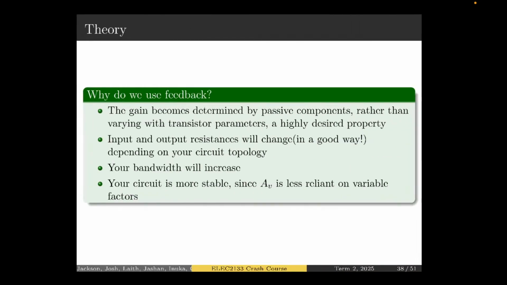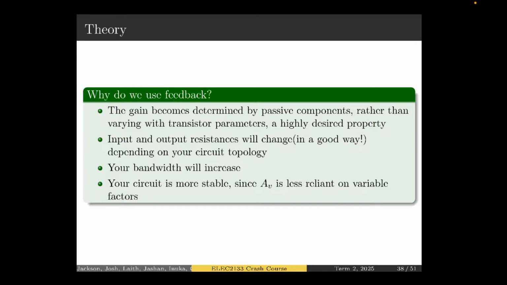Okay. So why do we use feedback? Gain becomes determined by passive components rather than varying with transistor parameters. One example is the temperature example we had, where IS is determined by thermal voltage.